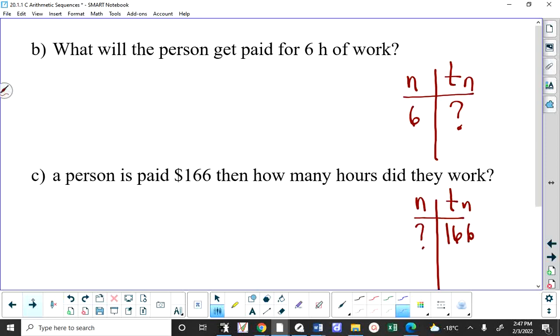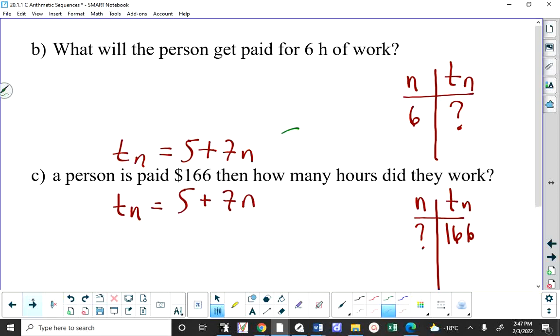And we solve problems at this level with algebra. We have a formula that we use. The formula is, I'm embarrassed to admit I think I forgot it. 5 plus 7n? Is that what we got? Okay. 5 plus 7n. So in B, we put 6 in, and this is our answer. That's what comes out. In C, we put 166 in, and this is our answer.